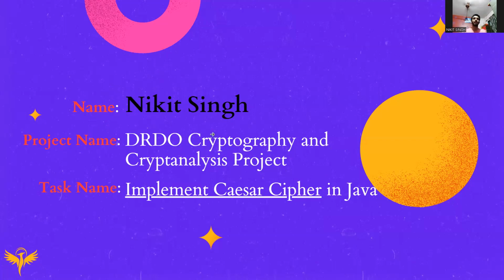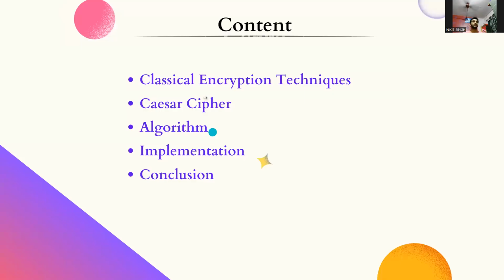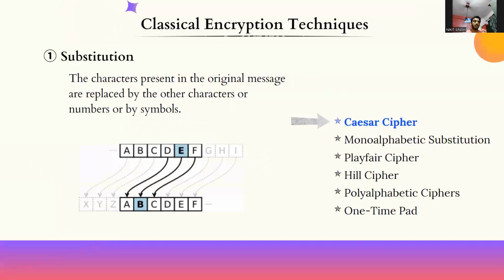So good evening, everyone. My name is Nikit Singh. My project name is DRDO Cryptography and Cryptanalysis Project. My task is implementing Caesar Cipher in Java. So we will be covering classical encryption techniques, Caesar Cipher, its algorithm, its implementation, and lastly, its conclusion.